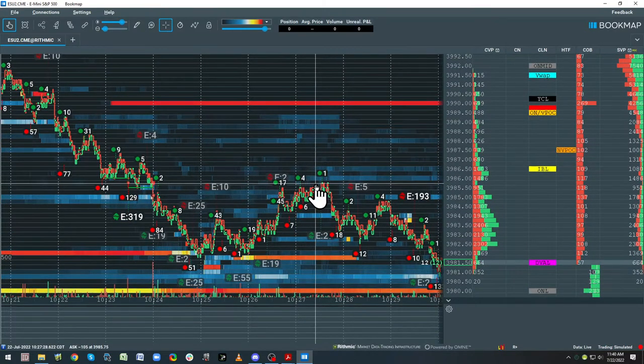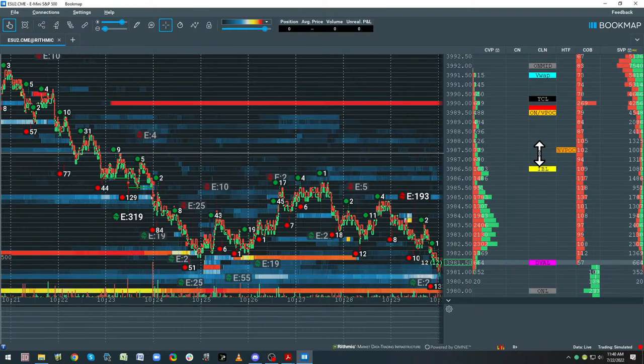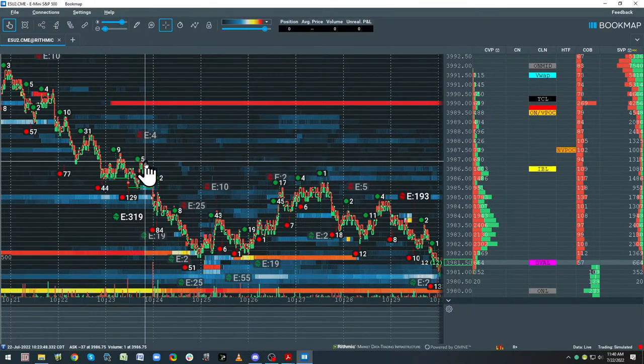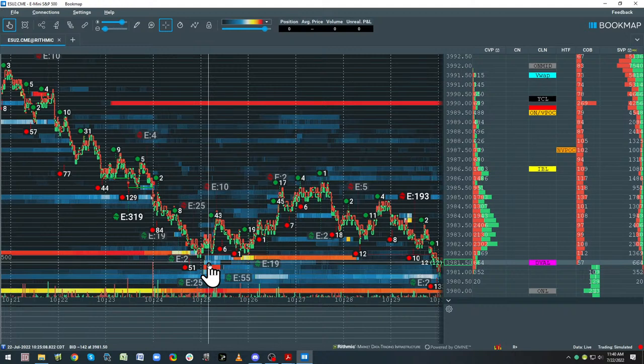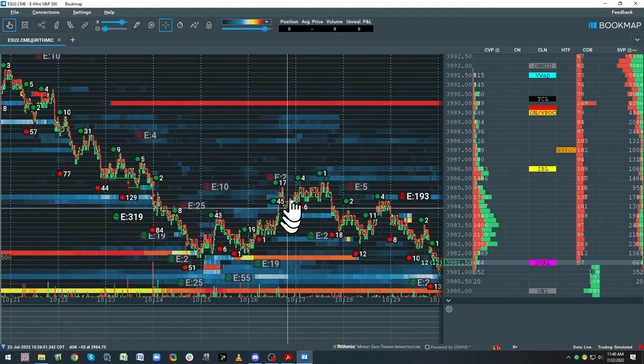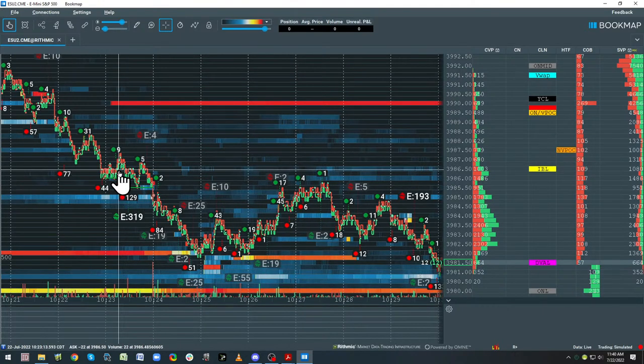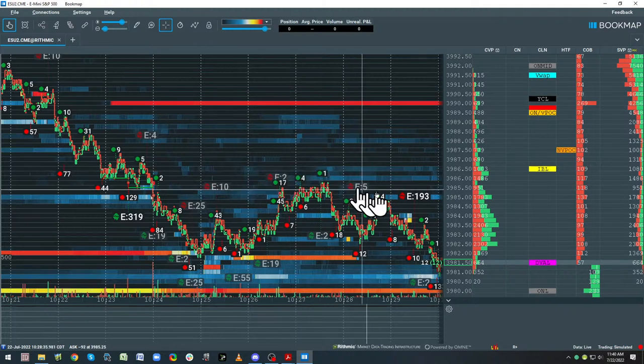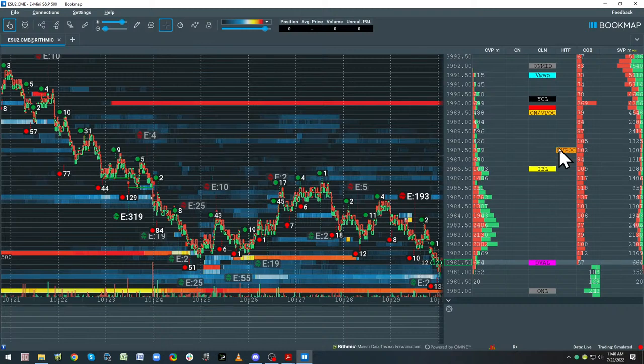So IB low, 90% probability, break. What happens? Potential profit taking or not. Pullback. Here's volume. You can see it right there. This is your area that we're under here. This is the area.